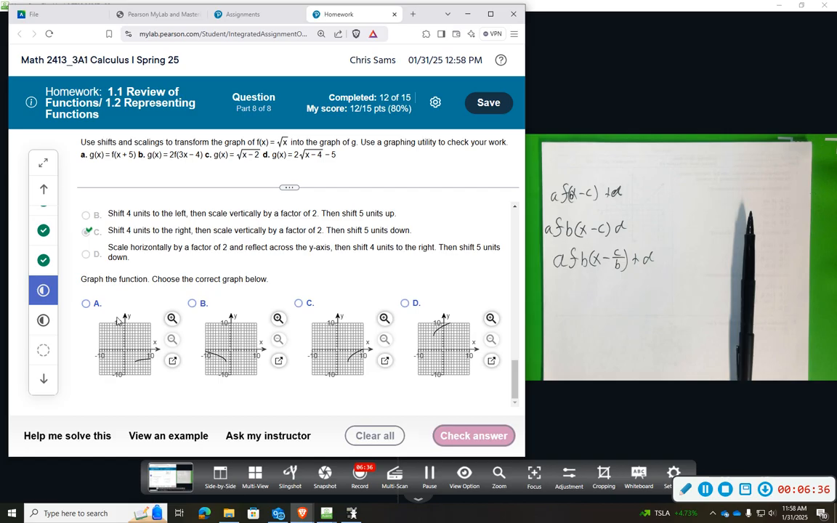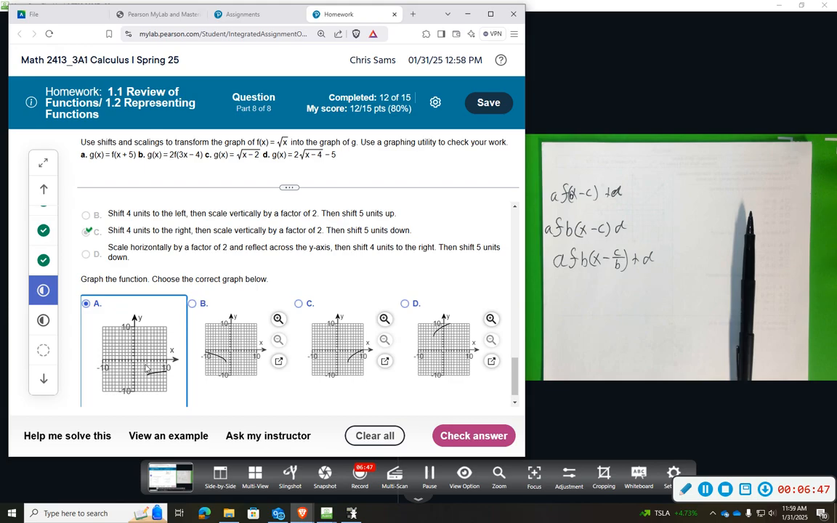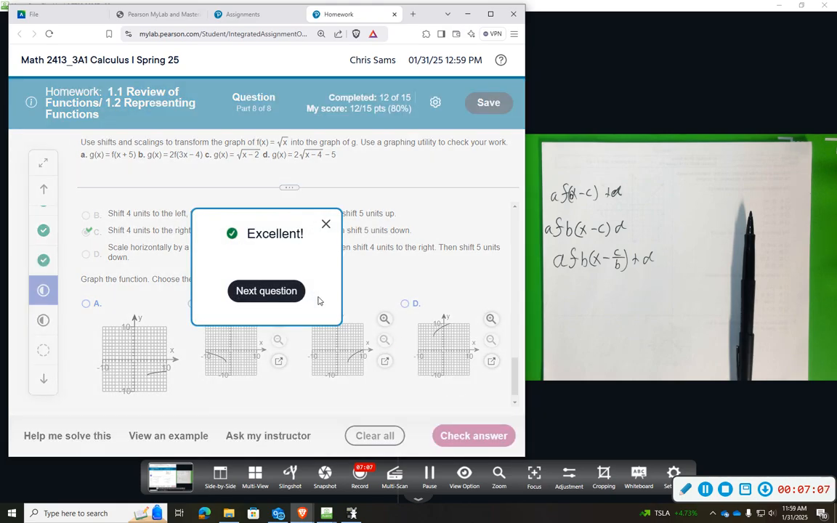You have to pick out the graph that matches. So right 4, stretch it, and then down 5. Let me look at a couple of them. A looks good, but it doesn't look like it got stretched. This one looks like it's completely on the wrong side. Right, down, stretch. So out of A and C, C looks the best. Of course, you want to graph it and confirm. But we're going to select C.